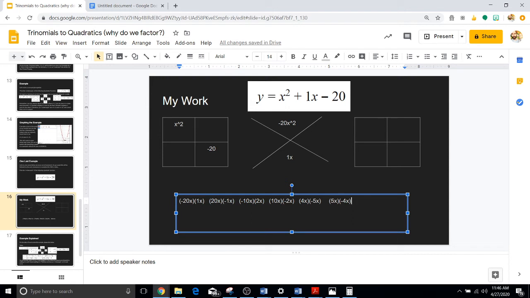Okay, now let's take a look at these groups and see what would happen if we added them. Well, negative 20 plus 1 is negative 19. That's not what we're looking for. 20 minus 1 is positive 19. Still not what we're looking for. Negative 10 plus 2 is negative 8. Not what we're looking for. Positive 10 minus 2 is positive 8. Still not what we're looking for. 4 minus 5 is negative 1, getting closer. And then 5 minus 4 is positive 1. We found our groups. Let's put a 5x and a negative 4x in there.